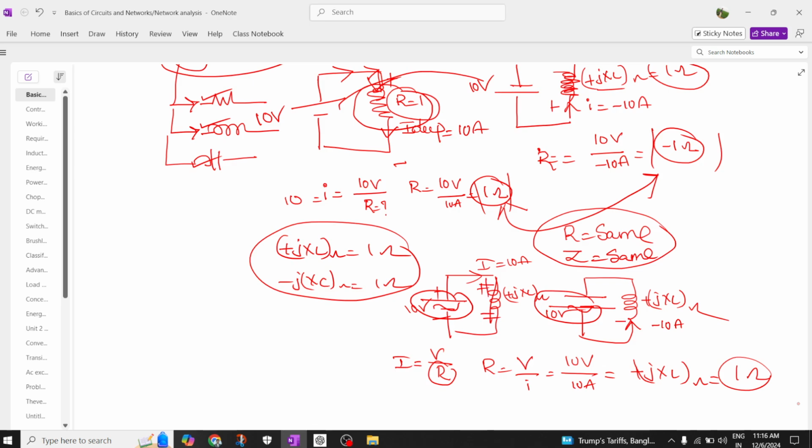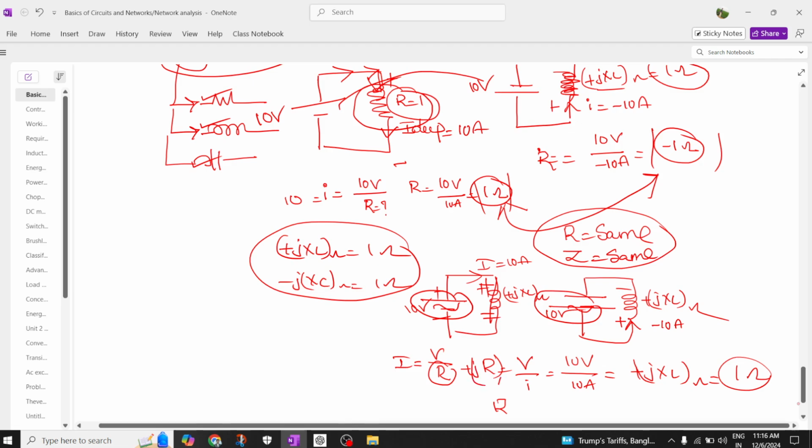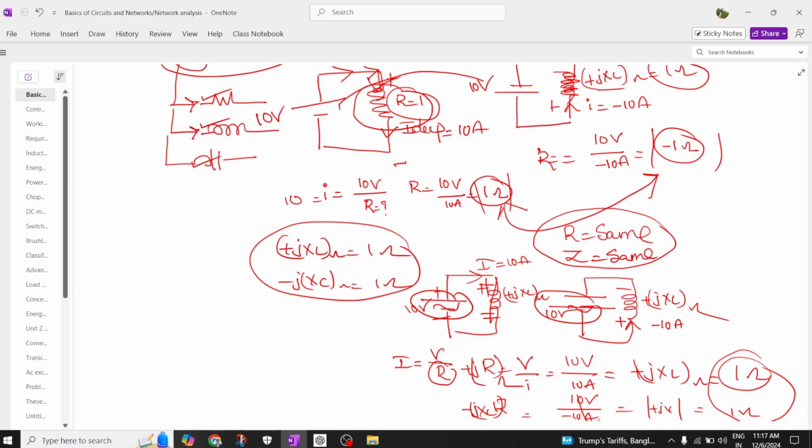This is also going from bottom to top. So R is nothing but plus jXL ohms, here minus jXL ohms. Here also you are going to get 10 volts by minus 10 amperes. If you take the magnitude of this, then minus jXL is also 1 ohm. So what you understand is, it may be a resistor, or an inductor, or a capacitor. The resistance offered by those elements is the same.